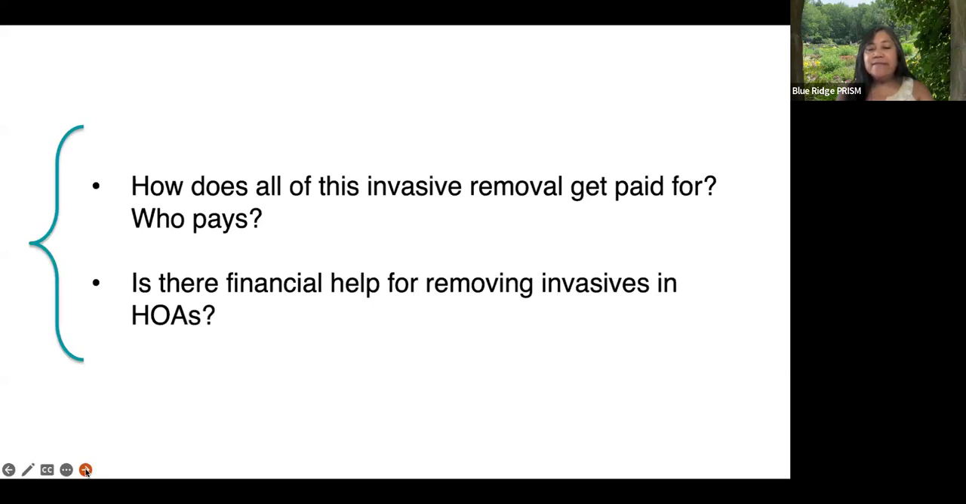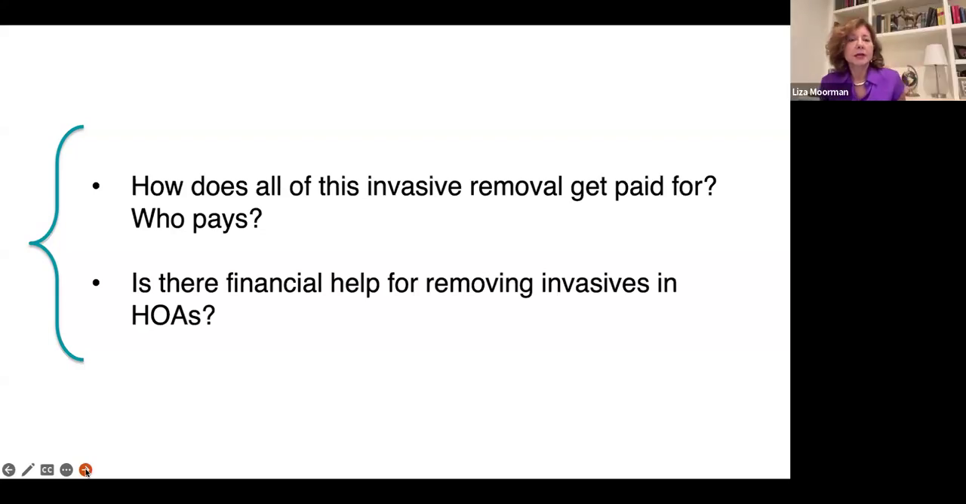So I think this is kind of a very nitty-gritty question. Some of you talked about it a little bit, but we did get a few questions about, so this is great, but how does all of this invasive removal get paid for? Who pays? And another question was, is there financial help for removing invasives in HOAs? Can any of you talk a little bit about that? Like, who's paying for the stuff that you do?